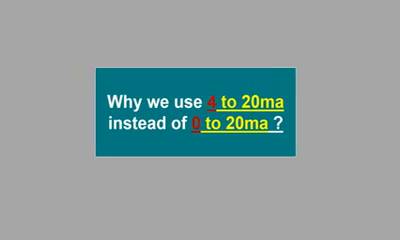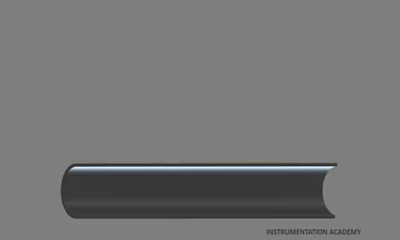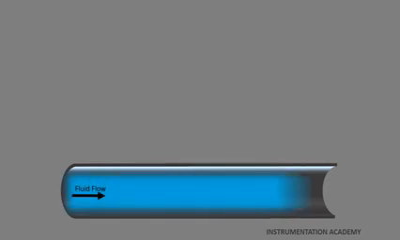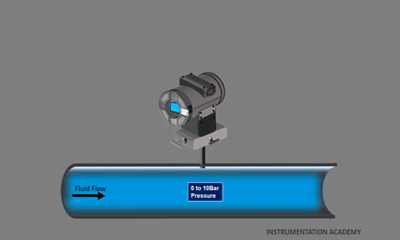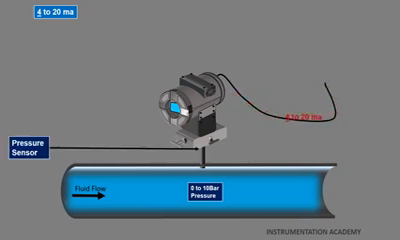Now let's discuss why we use 4 to 20 milliamperes instead of 0 to 20 milliamperes. Let's consider that a fluid passing through a pipeline exerts a pressure in the range of 0 to 10 bar. A pressure transmitter is connected which is calibrated to generate a current signal in the range of 4 to 20 milliamperes, which is proportional to the pressure being exerted by the fluid on the pressure sensor. This pressure transmitter is connected to input card of a PLC.